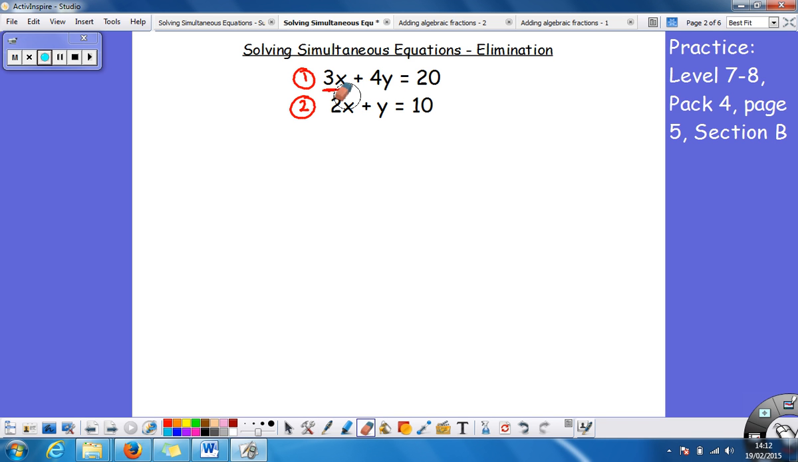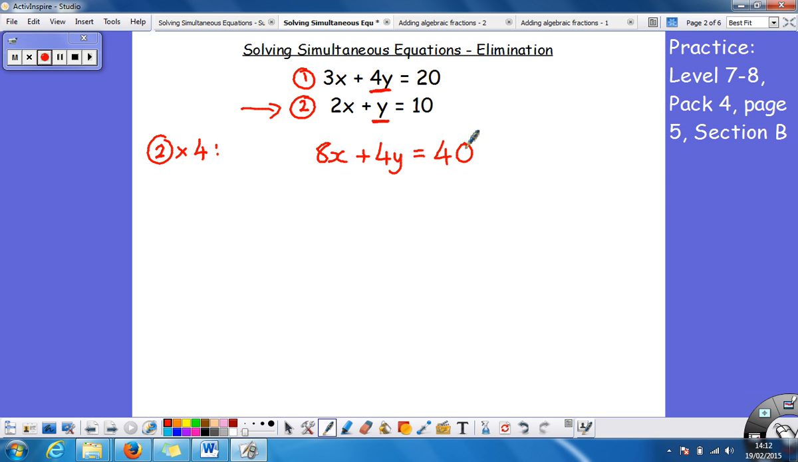But if I look at my y's, I can make the coefficient of the second one 4 very easily by multiplying my second equation by 4. So let's have a go at doing that now. If I multiply this equation by 4, I will get 8x add 4y equals 40. So I've multiplied everything in that equation by 4.